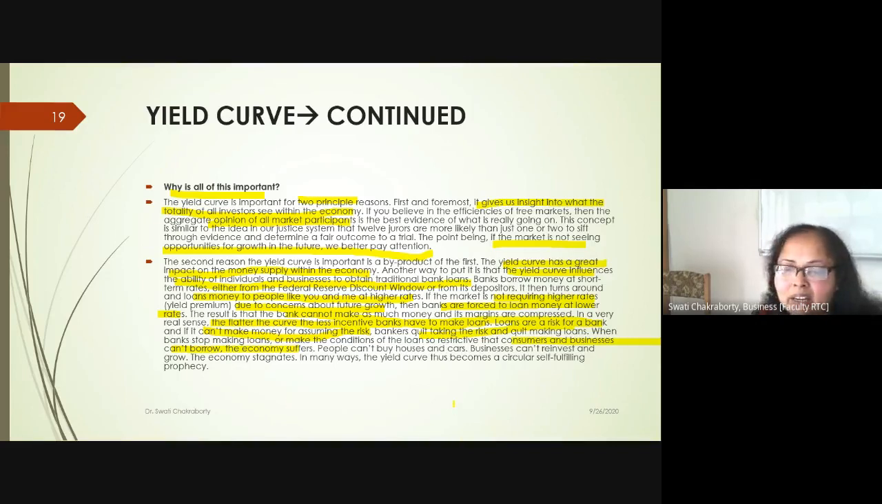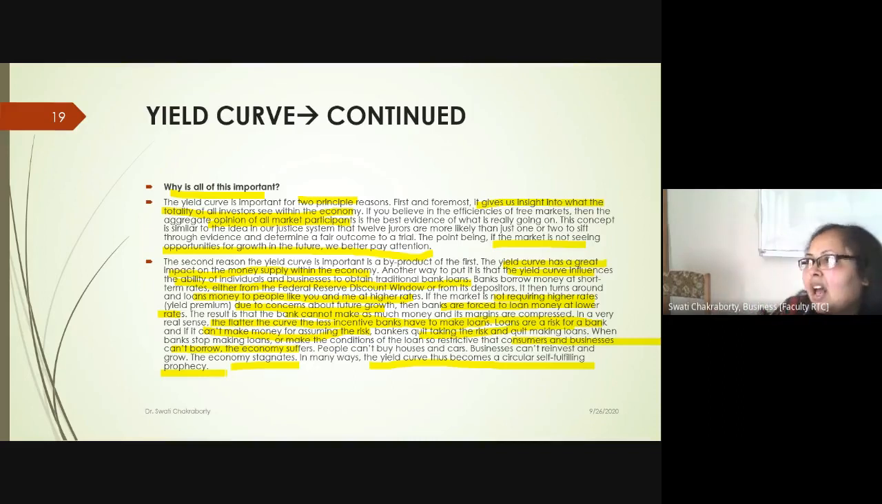People can't buy their houses, cars, businesses cannot reinvest, the economy starts stagnating. So what does it mean? That the yield curve thus becomes a self-fulfilling prophecy, right? In many ways, the yield curve says what is going to happen in the future.